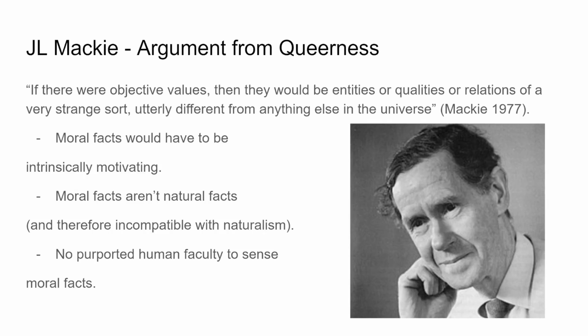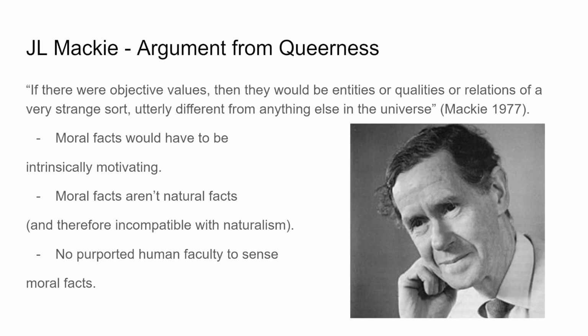So, J.L. Mackie was a philosopher that delivered one of the most famous arguments against moral realism. This argument is called the argument from queerness, because he basically argued that moral properties were metaphysically queer or strange, right? He said if there were objective values, then they would be entities or qualities or relations of a very strange sort, utterly different from anything else in the universe.